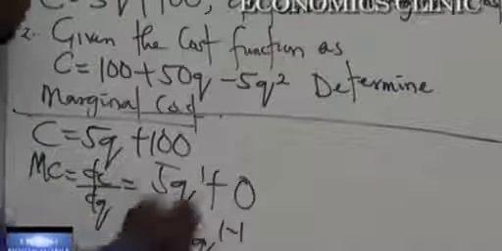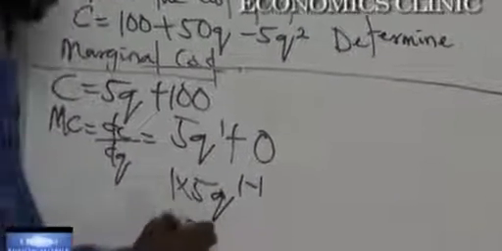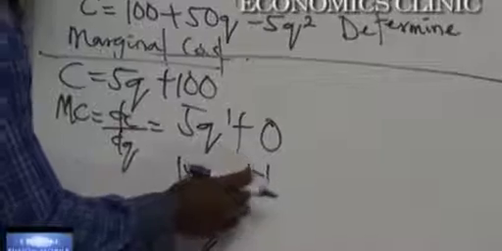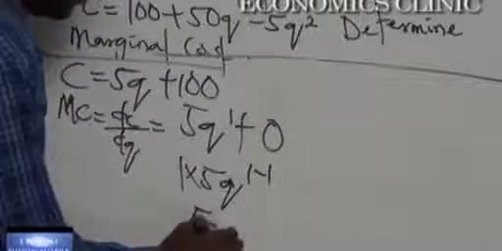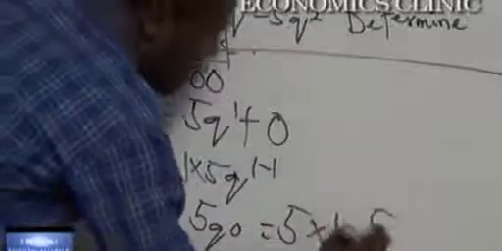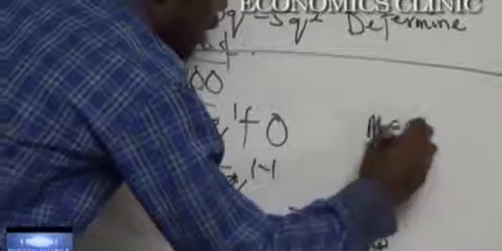So here we have 1 times 5 is 5. Q raised to power 1 minus 1 is 0. Anything raised to power 0, we know that is 1. So we have 5 times 1, which is now 5. So marginal cost here is equals to 5.